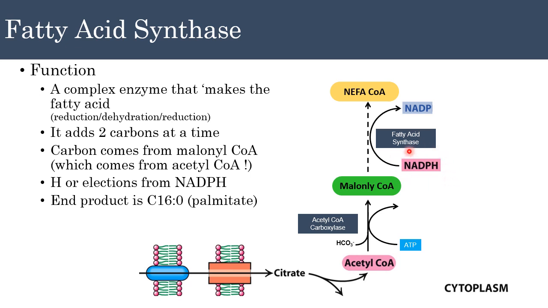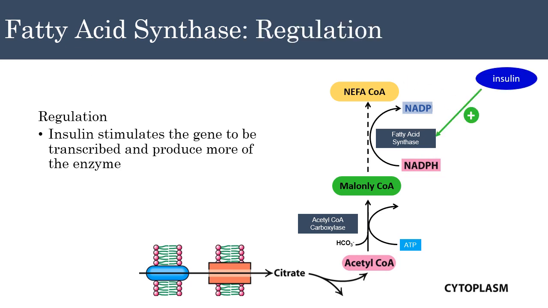Okay, that again is supplied 50% from the citrate cleavage pathway and 50% from the pentose phosphate pathway. The end product is C16 or palmitate. The regulation of this, essentially, insulin stimulates the gene to be transcribed and produces more of this enzyme. So in the well-fed scenario, we're producing more or transcribing more fatty acid synthase. So we're really getting more fatty acid synthesis.